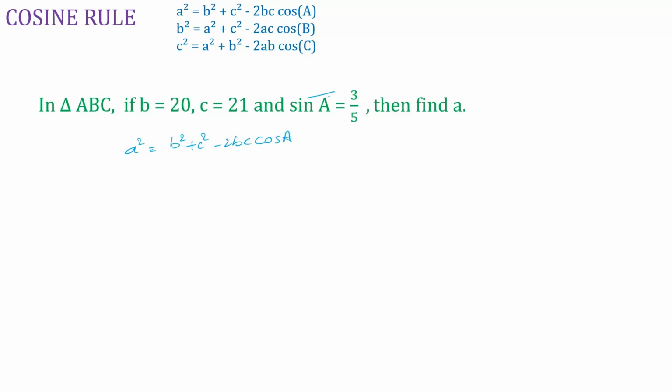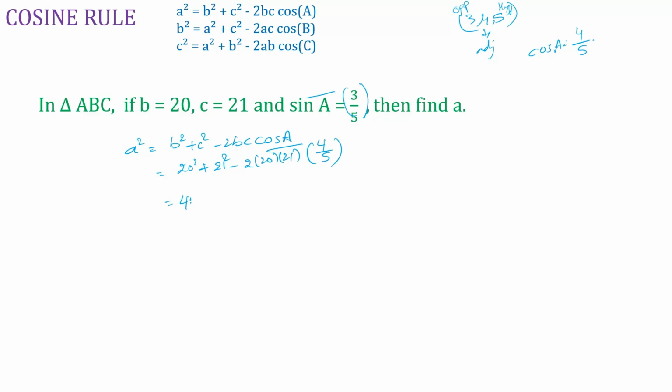But here we have sin A. From this we can calculate cos A. This is 3 by 5, and we know the combination 3, 4, 5 for the right angle triangle. When this 3 is the opposite side and 5 is the hypotenuse, 4 will become the adjacent side here. So cos A can be written as 4 upon 5. We'll use these values. B is 20 square plus C is 21 square minus 2 into 20 into 21 into cos A here is 4 upon 5.